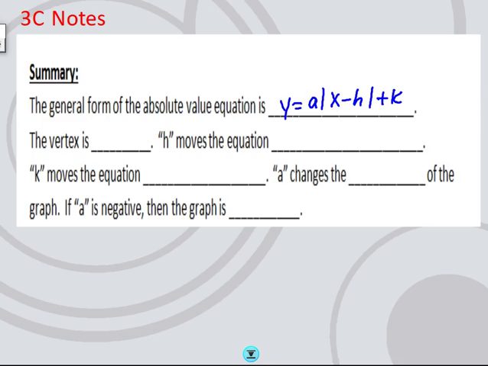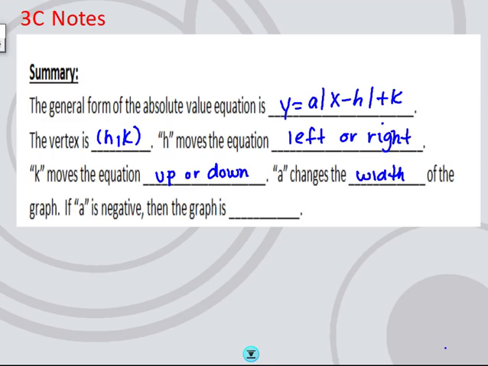The vertex for our absolute value is (h, k). H is always going to move our graphs left or right. K is going to move our graphs up or down. A changes the width of the graph. It's called a vertical stretch. And if a is negative, the graph is flipped.